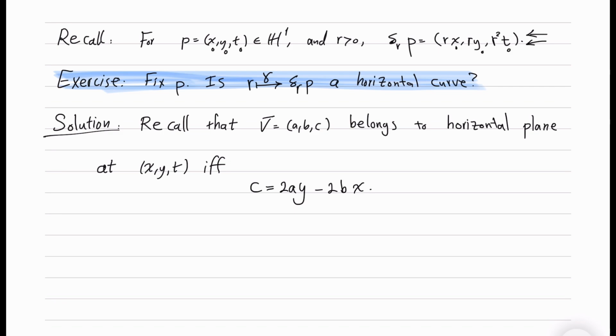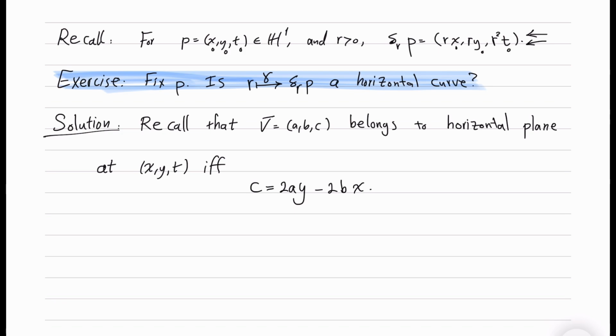That lecture will come very soon, but I decided to give an answer to one of the questions that I put in the community, and I think 100% of respondents got it correct. The question was, if we fix a point and we define a curve simply by dilation, putting the r in the dilation, will this curve, this continuous function, be a horizontal curve?